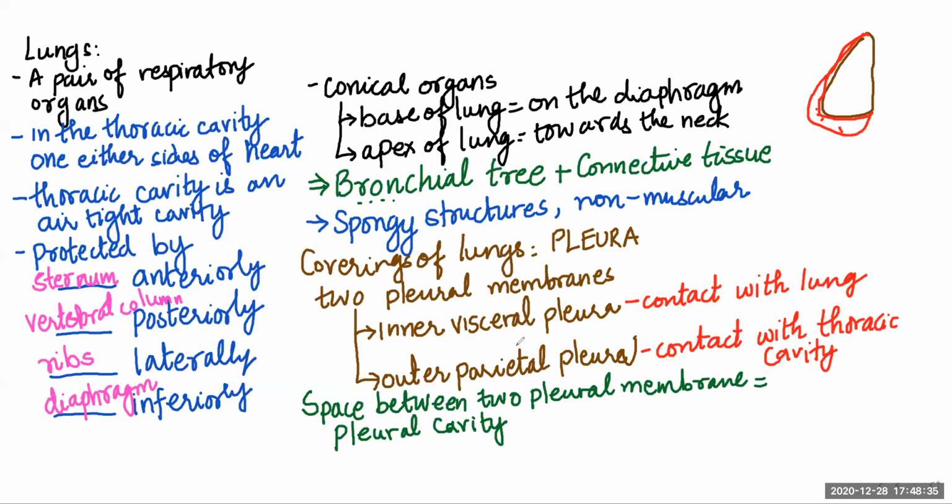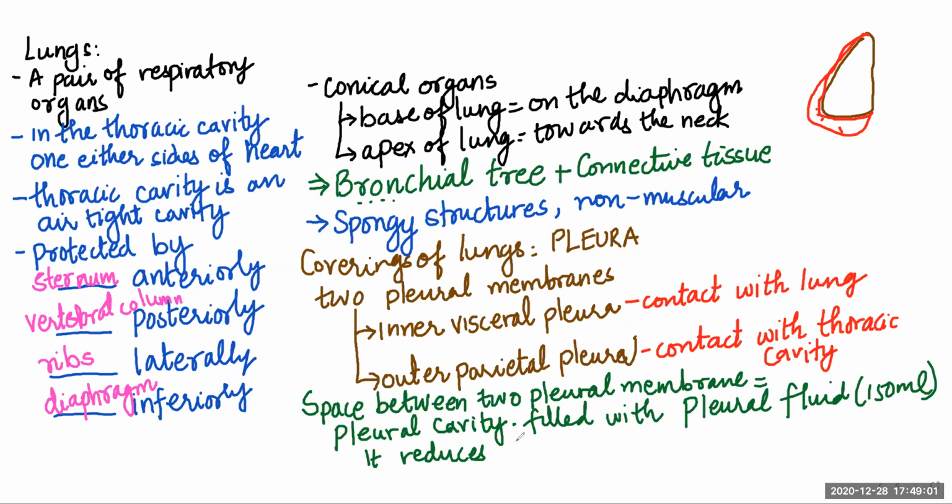It is filled with a fluid, the pleural fluid. At any given point in time, there is about 150 ml of pleural fluid. What is the function of fluid between two layers? It reduces friction between the two layers.